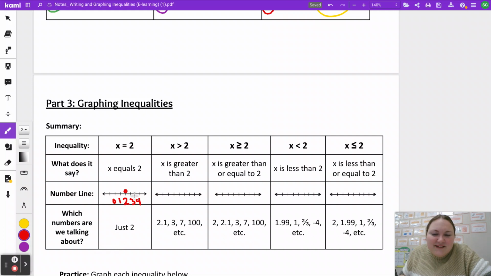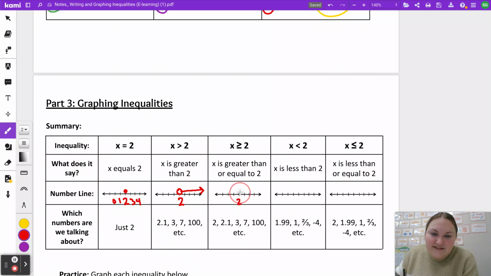So we never graphed it because that's a very boring graph, right? You're just putting a point at the number 2. But inequalities are talking about lots of different numbers. So for example, x is greater than 2. If I found 2 on my number line, it's talking about all those numbers to the right. But with x is greater than 2, you're not talking about the number 2, so we used an open circle. For x is greater than or equal to 2, it's very similar.